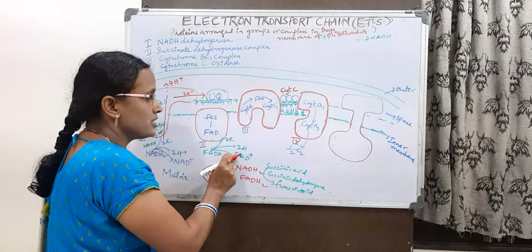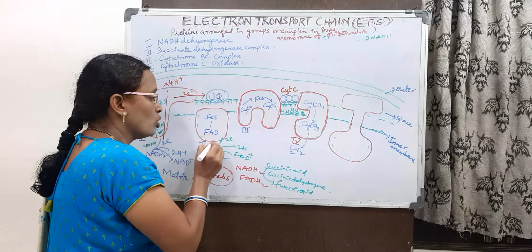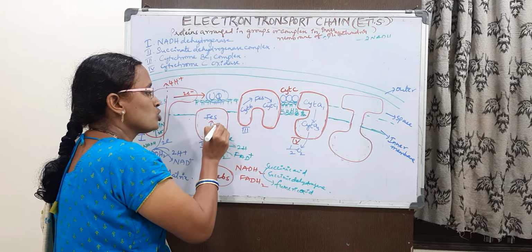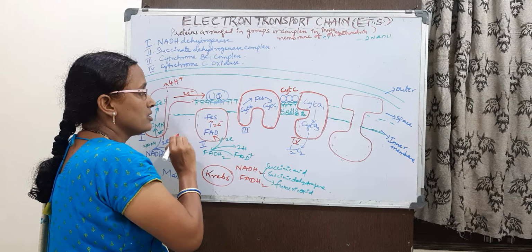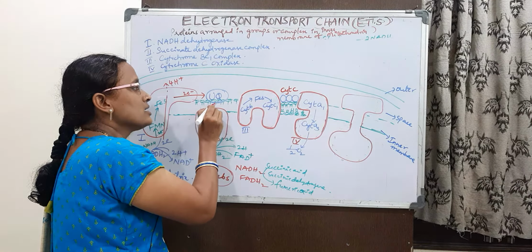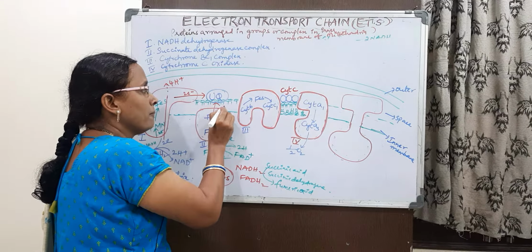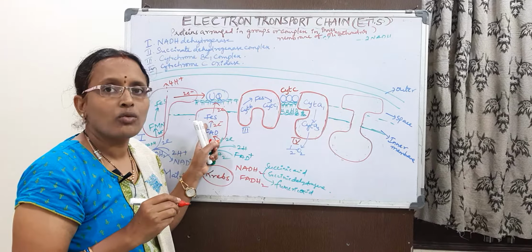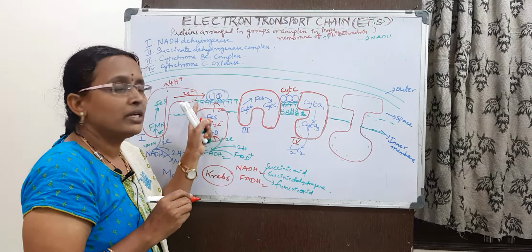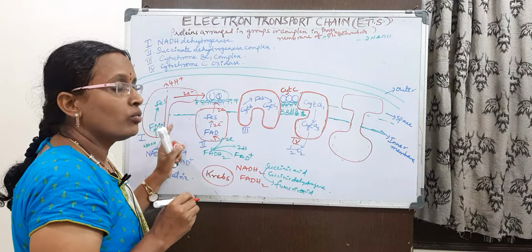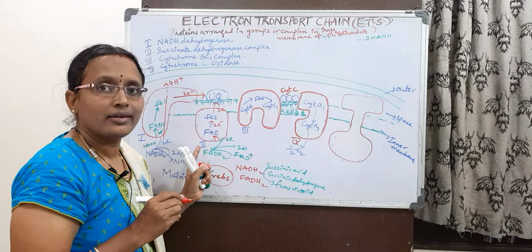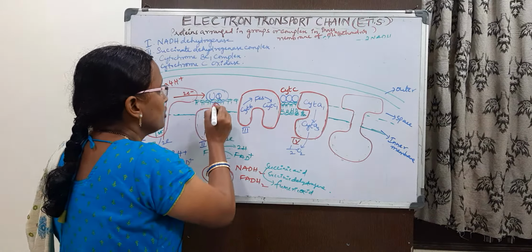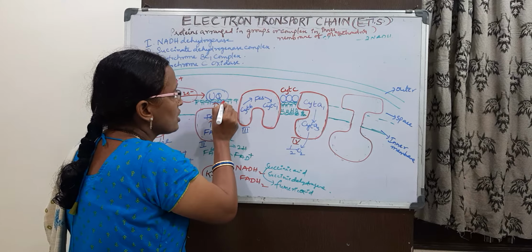When FADH2 is oxidized, it produces electrons. Those electrons are accepted by FAD and then move to the iron-sulfur protein, and these also move to ubiquinone. But from this complex there is no pumping of protons. So no pumping of protons takes place in the second complex.